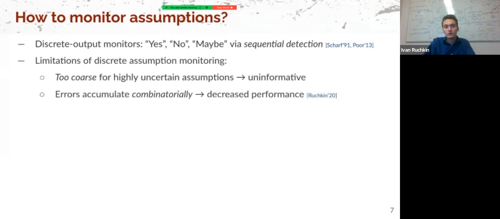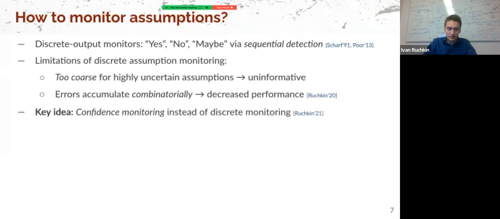Another issue is the combinatorial accumulation of errors, and we actually ran into this in our recent work on composing discrete output monitors. If each monitor has some false positive, false negative rate, adding a lot of them into a composition creates a lot of errors and makes the whole monitor infrastructure less useful. So let's instead consider the idea of confidence monitoring that we saw in the neural networks and apply it to monitoring assumptions. Here I want to give you a couple of definitions. Confidence is a specific technical term that means an estimate of the marginal probability of some assumption. And the assumption is a random binary variable here.